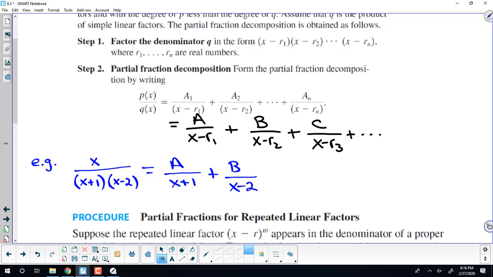So that's really the first setup. You've got to recognize what factors are in the denominator. That dictates how you're going to set up the a, b, c, d, etc. And then, of course, we've got to solve for a and b here. That'll give us the full partial fraction decomposition.